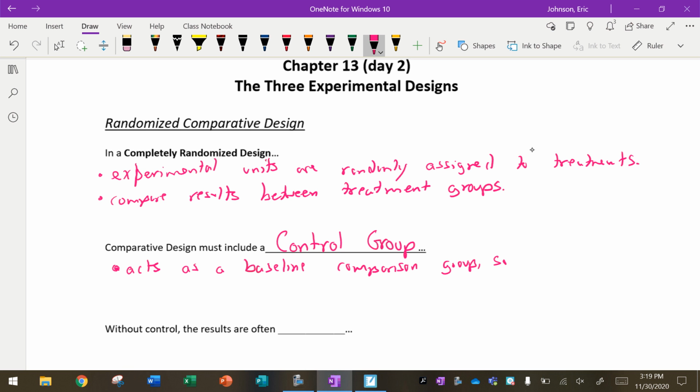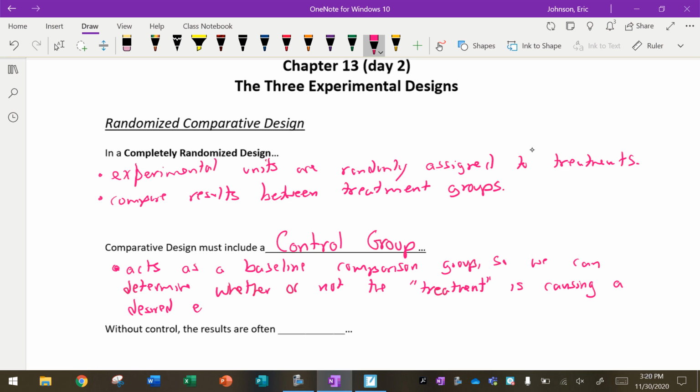So we can determine whether or not the treatment, the real treatment, is causing a desired effect. All right. So the idea is you need a control group to act as the comparison group, so we can say, okay, let's determine if something works.